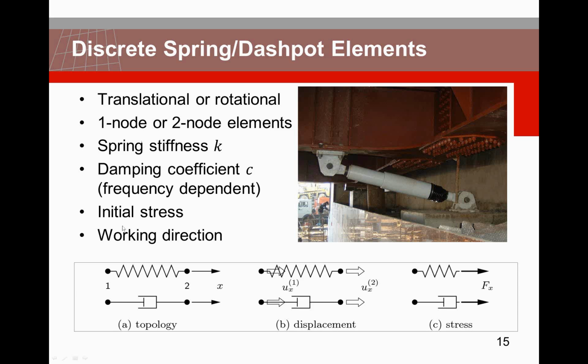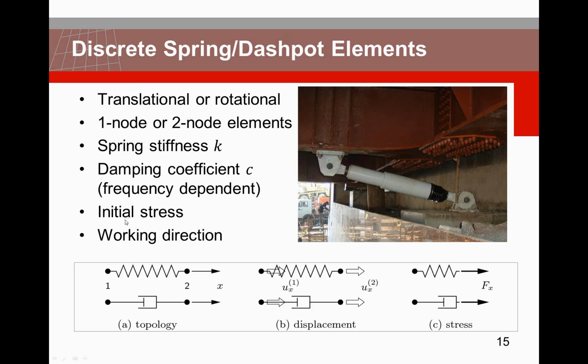In a 1 node element, this one side is always connected to the fixed world, so it is fully supported, and the second node can be connected to your structure, or the other way around. If you have 2 nodes, of course, then this part of the structure is here and another part of the structure is on this side. Next to the spring stiffness K, you can also provide the damping coefficient C, which may be frequency dependent for some kinds of analysis, as we can see later.